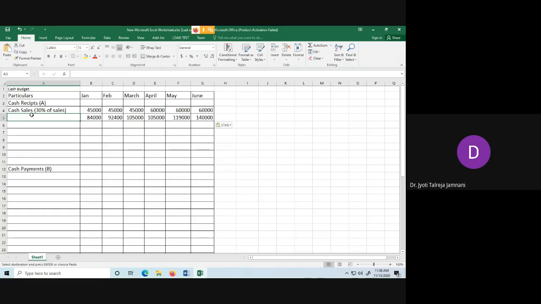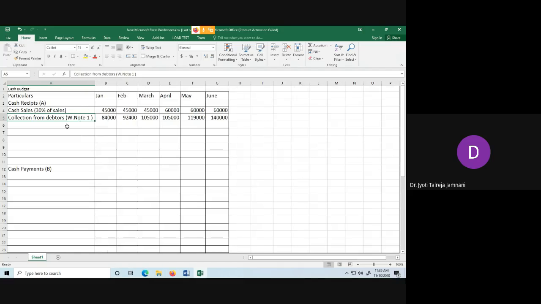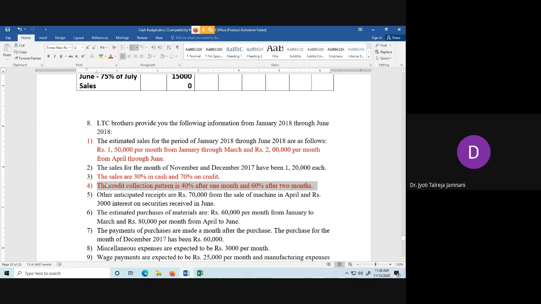Okay, here you can write collection from debtors. And how did you get this? It's from the working note 1. So this is how it actually works. Okay, let's go to the next point. We finished the collection thing.